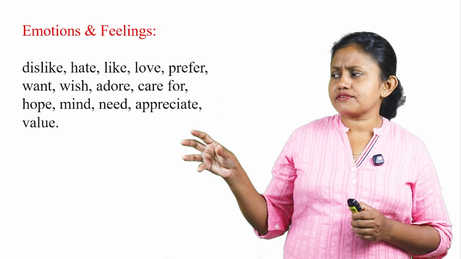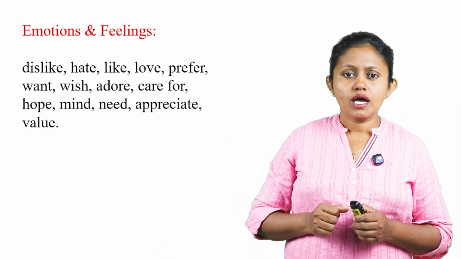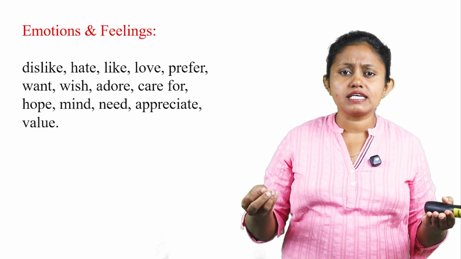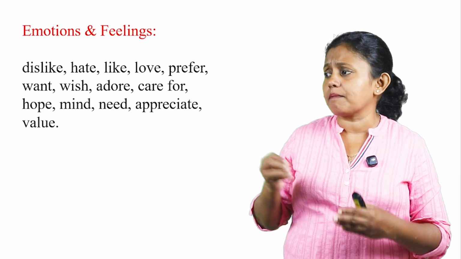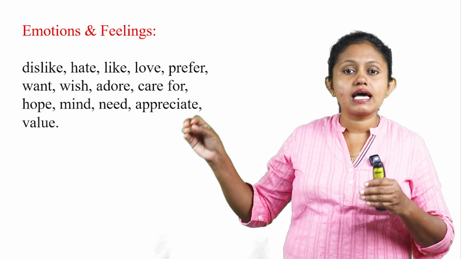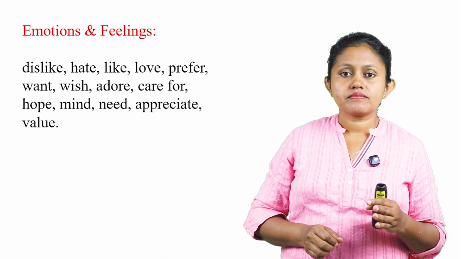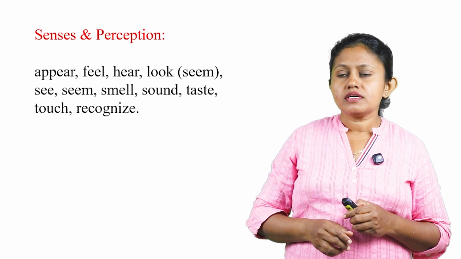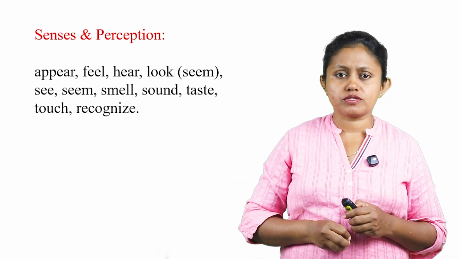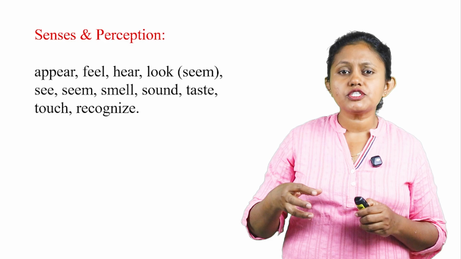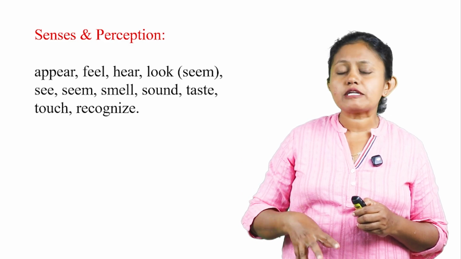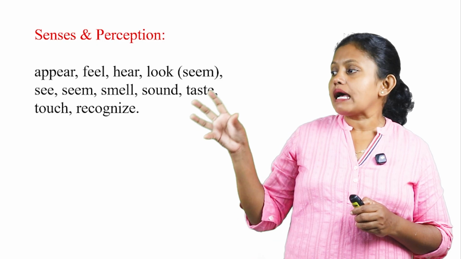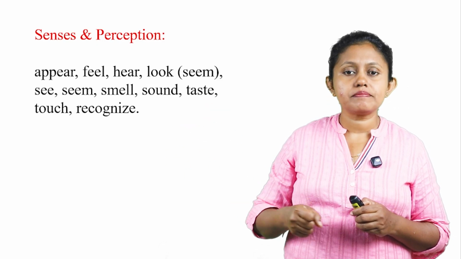Next category is emotions and feelings. The words that we use to express our emotions and feelings are also stative verbs, right? For examples: dislike, hate, like, love, prefer. These can also be considered as stative verbs. Next, senses and perceptions. The words that we can use to talk about our senses are called stative verbs, right? Appear, feel, hear, look, see, seem.